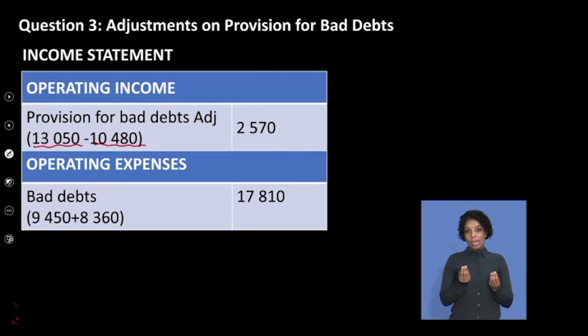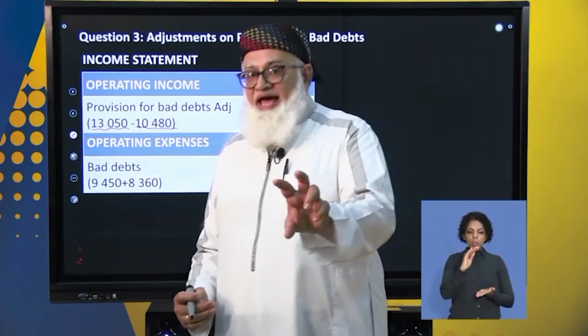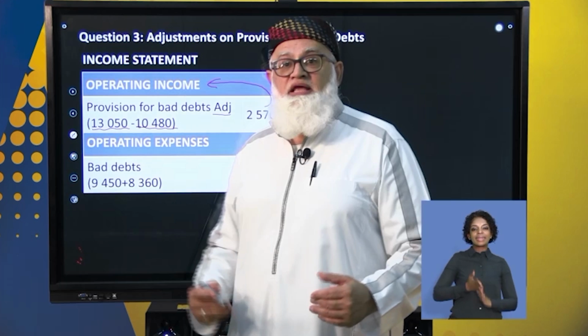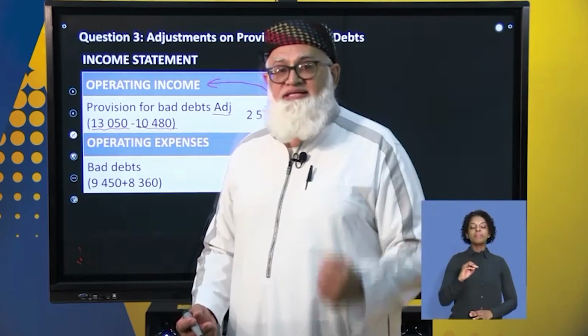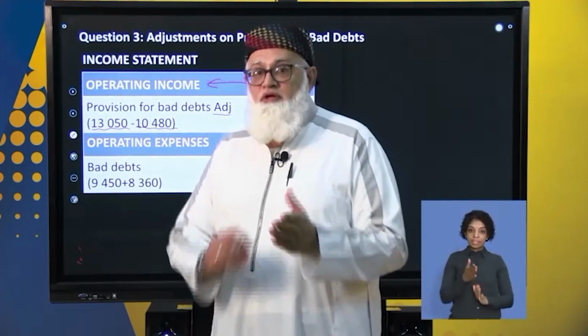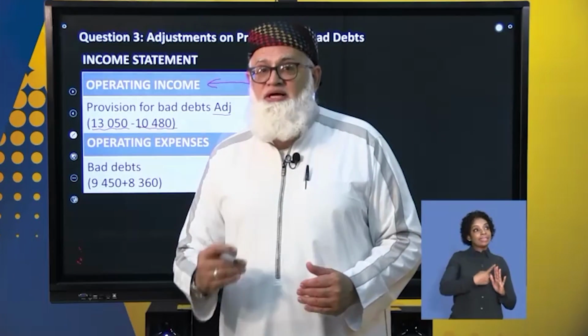So clearly you can see you are decreasing, you are reducing your provision for bad debts. And when that happens, then remember, your provision for bad debts adjustment will appear under your operating income. By the same token, if you are increasing your provision for bad debts, then your provision for bad debts adjustment will appear as an expense under operating expenses. Keep that in mind. Don't ever miss that one. The fact that when you're increasing your provision, your adjustment is an expense. When you are decreasing your provision, your adjustment account is an income.